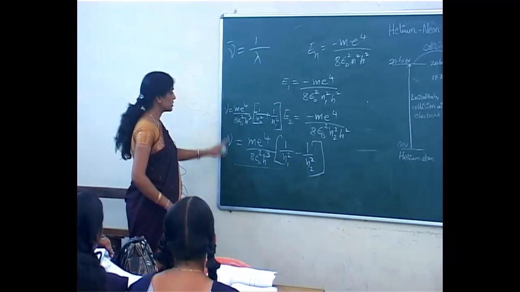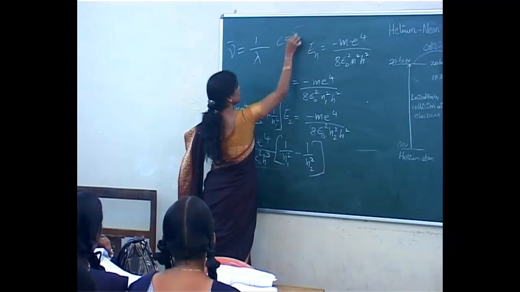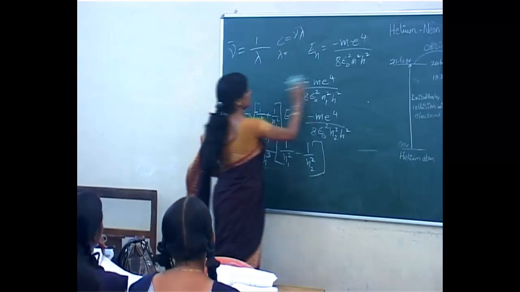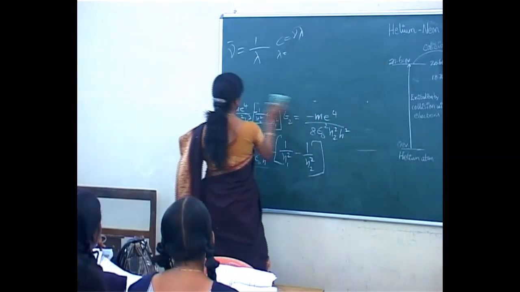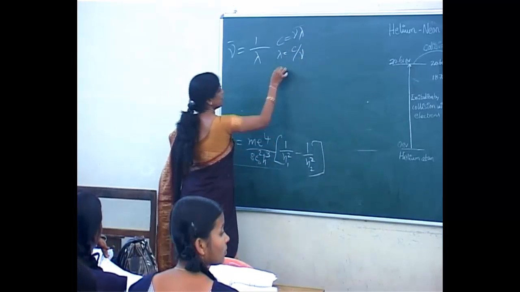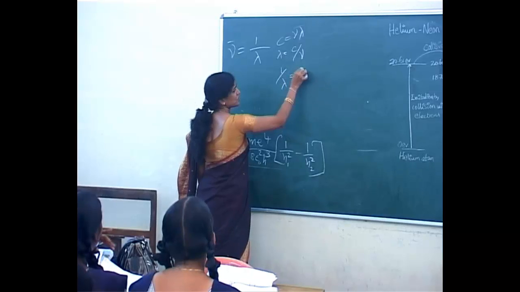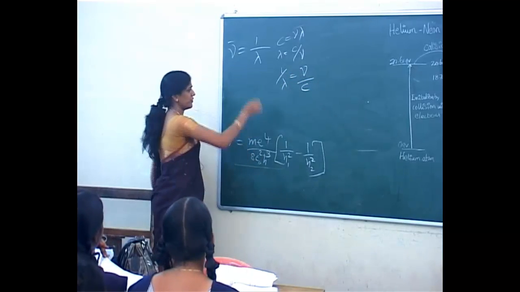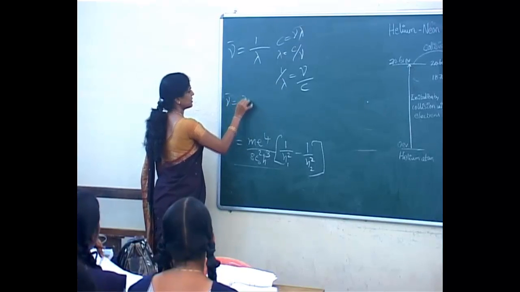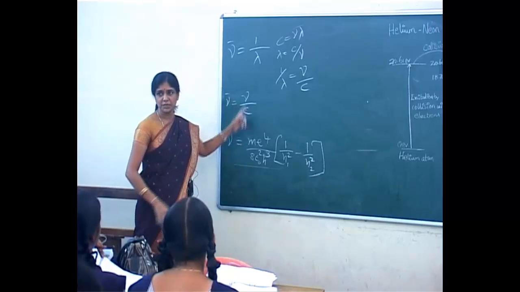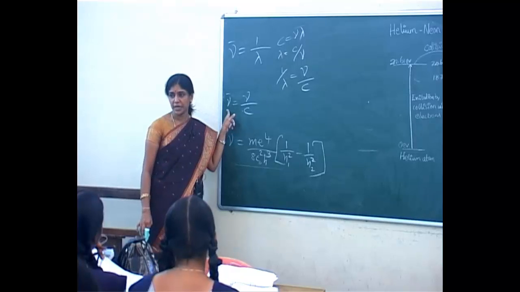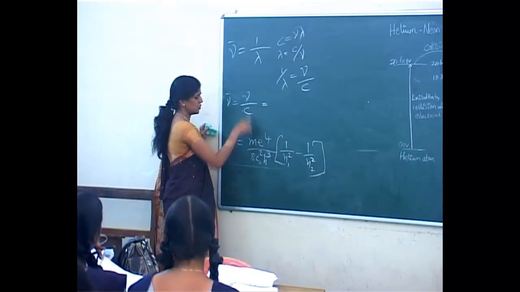Now we know that c equal to nu lambda. From this, what is lambda? Lambda is c by nu. 1 by lambda is nu by c. So we know that wave number equal to 1 by lambda. So in the place of wave number, can I write this nu by c? Frequency by c. Frequency we have calculated. So to find out the wave number of the spectral radiation, I can write this as nu by c.